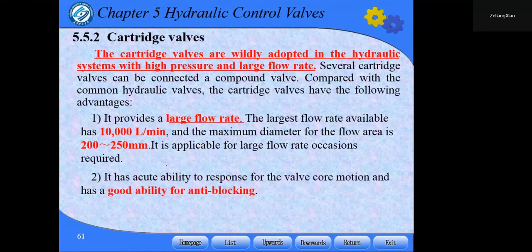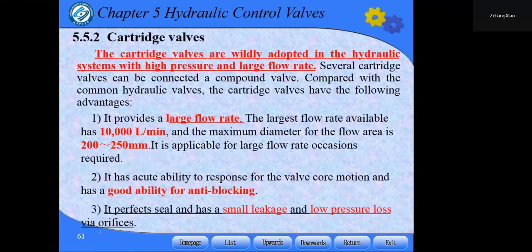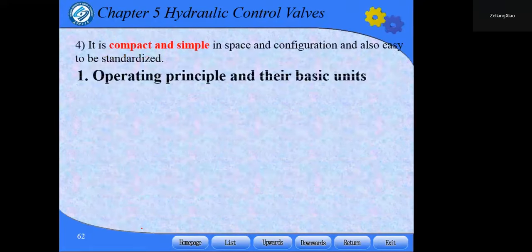It has an acute ability to respond to valve core motion and has a good ability for anti-blocking. The last point is that it features a perfect seal, with small leakage and low pressure loss. It is also compact and simple in space and configuration, and easy to standardize.